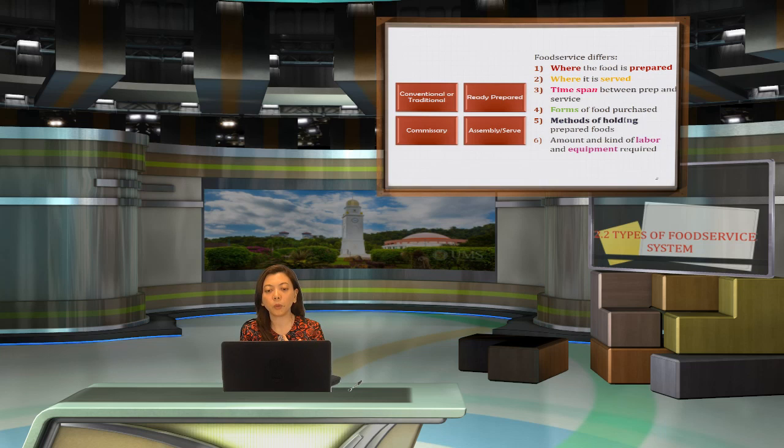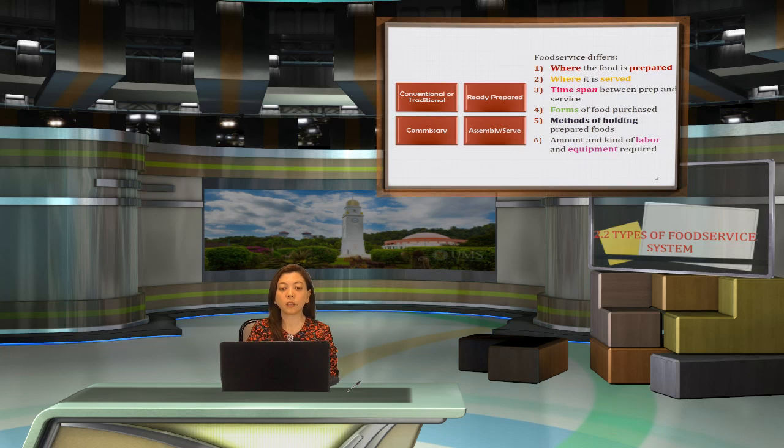Number 3, there's time spent between preparation and service. Here it means whether they cook it and serve it straight away, or they cook it, then they keep it, chill it, freeze it, reheat it, and then serve it. So for example, if you look at conventional, normally they would cook it and serve it. But in ready prepared, they will cook it in advance and then store it for a couple of days and serve it at a certain period of time. It means that maybe they might serve it 3 days or 1 week after the preparation.